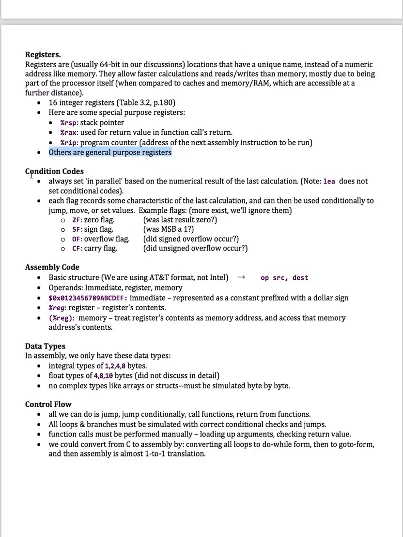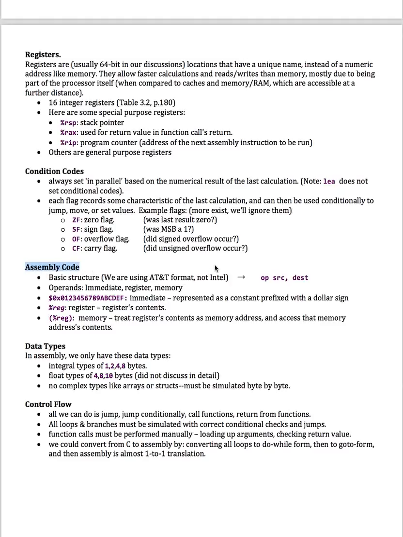We also talked about some special 1-bit registers called condition codes, which are set in parallel based on the numerical result of the last calculation, except for leaq. We talked about 4 types of condition codes: zero flag, sign flag, overflow flag, and carry flag. These were used to determine different conditions. We'll talk more about this in the following parts of the review. Okay, let's move on.